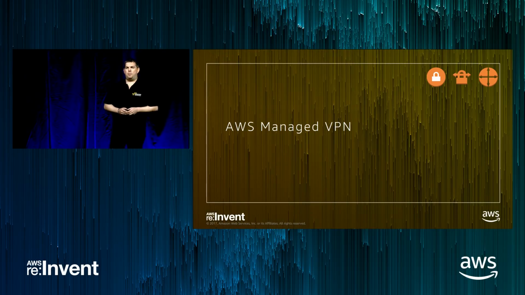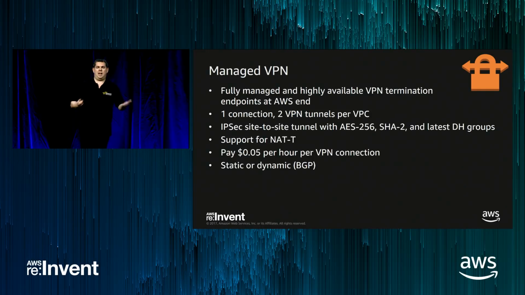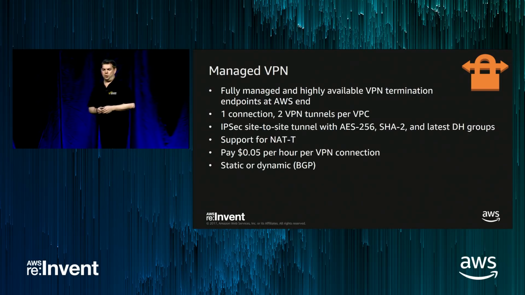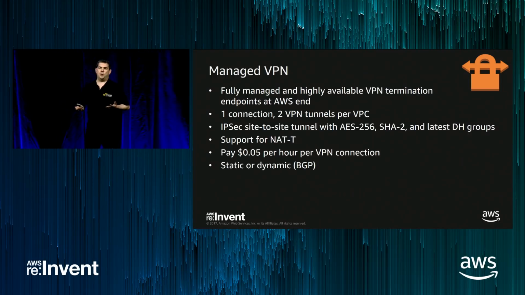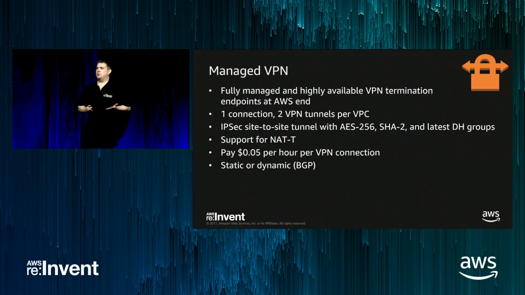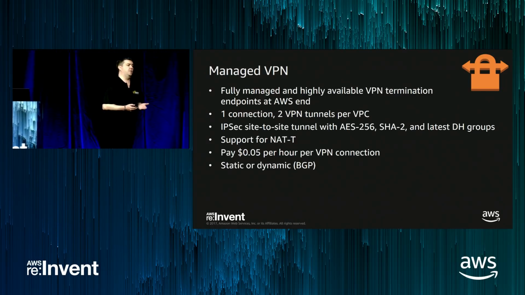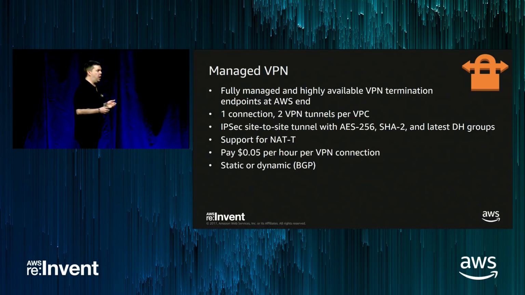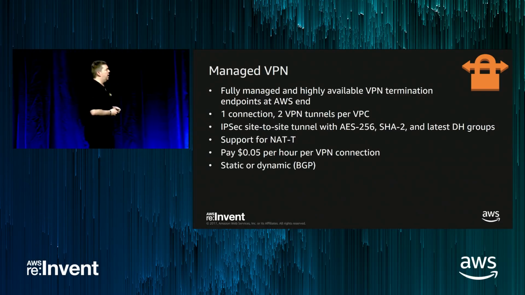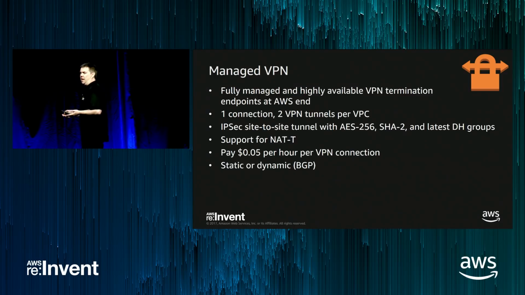So let's start with our managed VPN solution. So what is the AWS managed VPN? Well, as I say, I expect you to kind of already have the fundamentals here, but just as a bit of a reminder, this is a fully managed and highly available VPN solution. We provide termination points on the AWS end of the connection, and whenever you create a VPN connection into AWS, you actually are creating two tunnels. It is a site-to-site IPsec VPN. It supports a whole range of encryption options, and we do support NAT traversal. You pay per hour for that VPN connection to be available, and we support two different types of VPN, both static, policy-based, and dynamic, BGP-based.